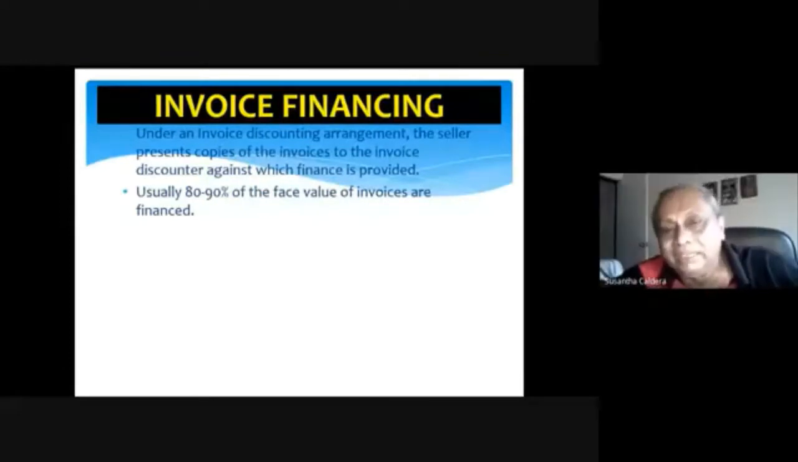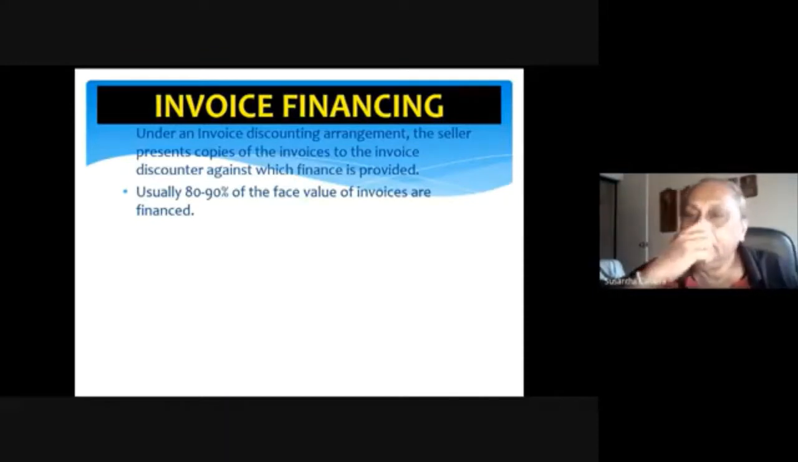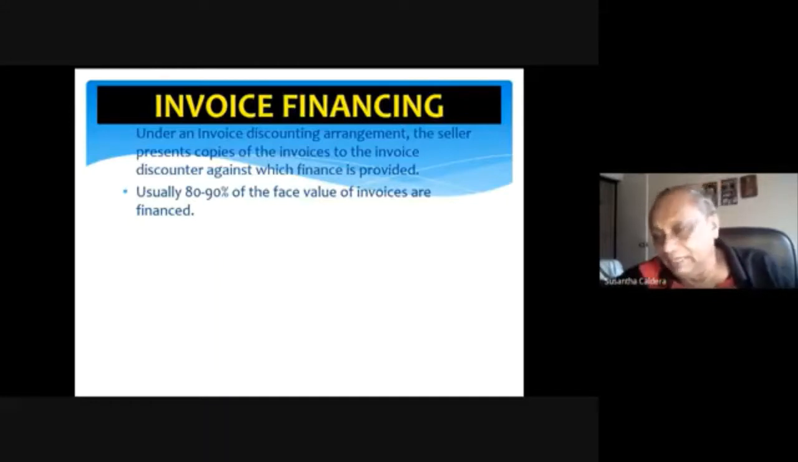So the customer will come to one of your good customers. First you do the KYCs and everything, and then they come to the bank and submit the invoices. Normally they give you a photocopy of the invoice with a covering letter, undertaking and everything. As per the credit terms and the agreement with the customer, the bank will release 80 to 90% of the face value of the invoice to the finance customer.